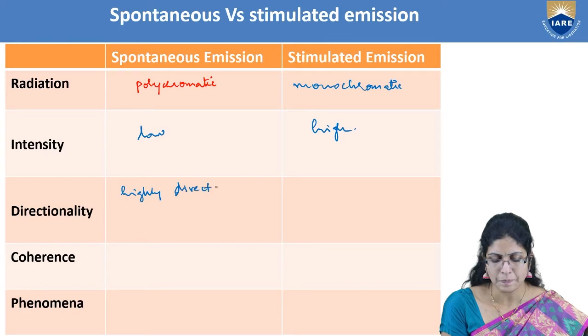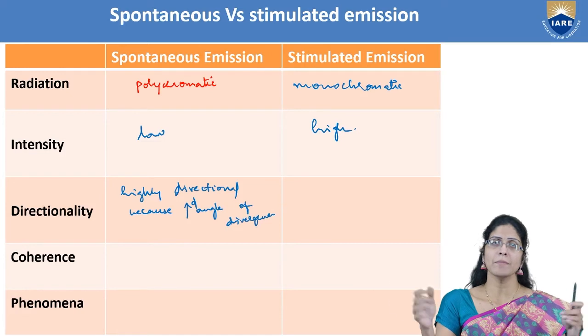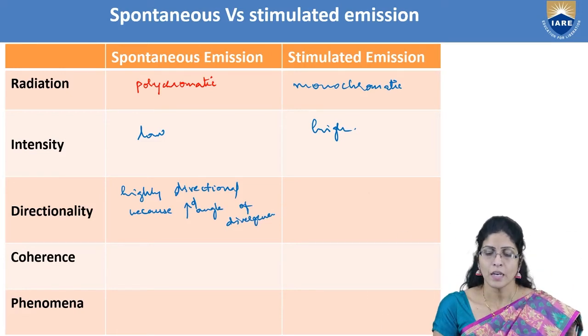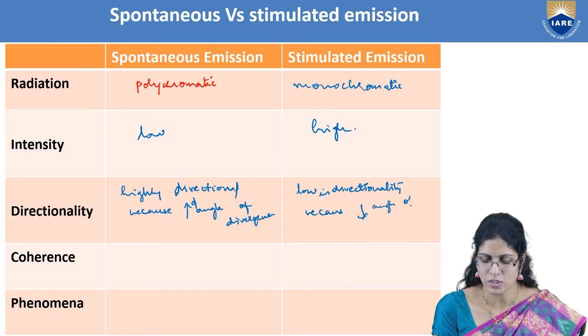Why? Highly directional because the angle of divergence will be very small. When you turn on a torch, how do you find the beam? If you focus it on a wall, it will be very big, right? But when you take a laser, the beam is much less divergent, because it has a lower angle of divergence. You will understand this concept in the coming slides very nicely.